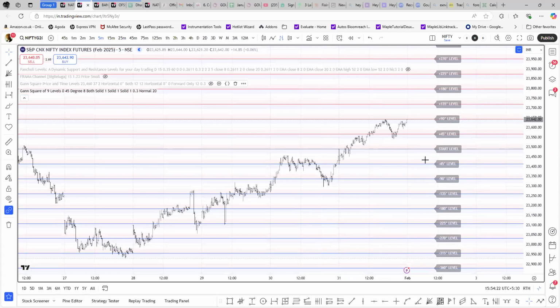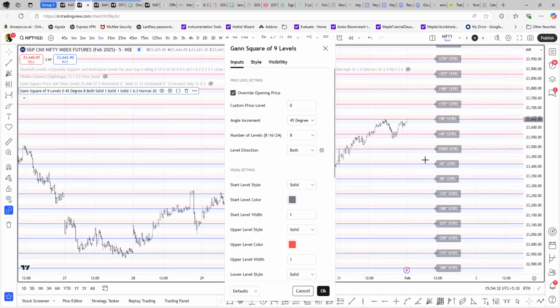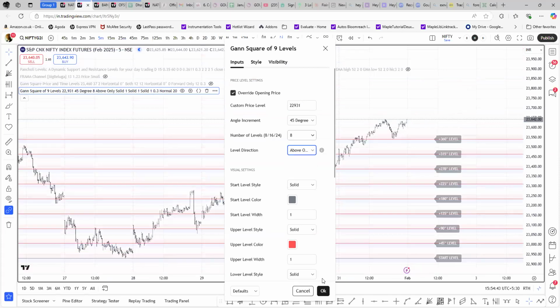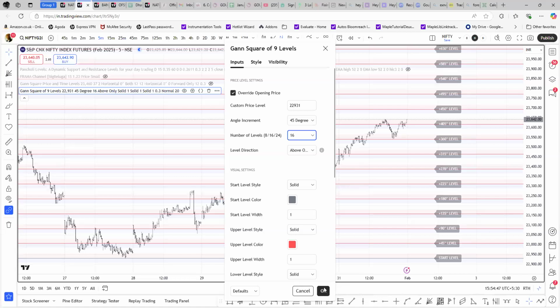However, we want to plot the levels starting from the most significant low, which is 22,931. So I'm going to do that now. I'm going to say override opening price and type in 22,931. And then, since I only need the levels above that line, I'm going to say above only, and I'm going to increase it to 16, right? So that I can see more levels above, right?